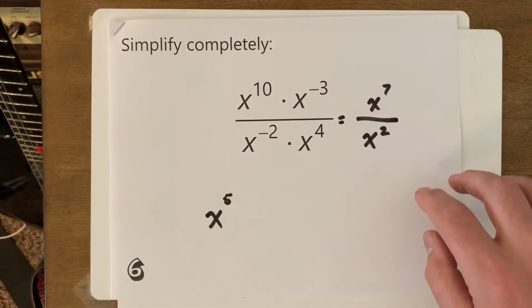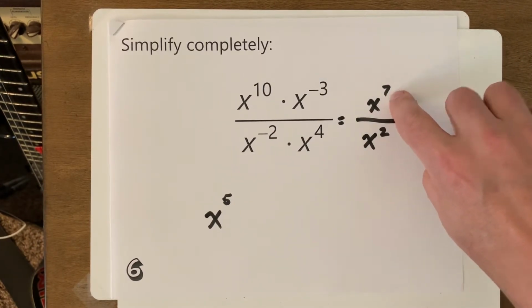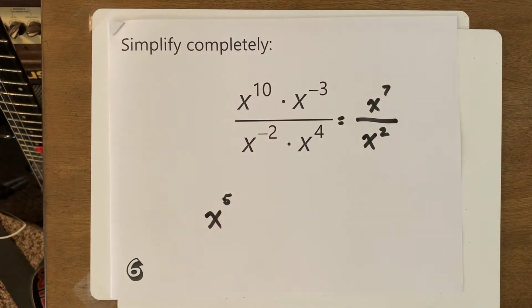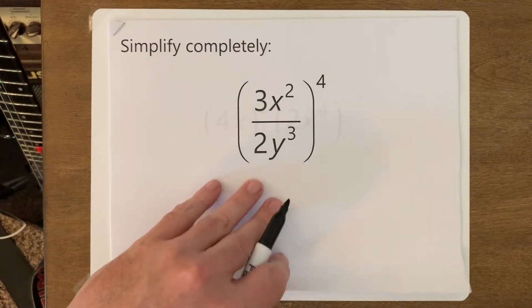Or think about it this way. These two are going to cancel with 2 of these, and it's going to bring it down to a 5 right there. And either way, you're going to get x to the 5th. Okay, this one.